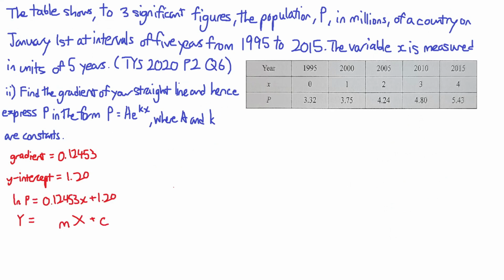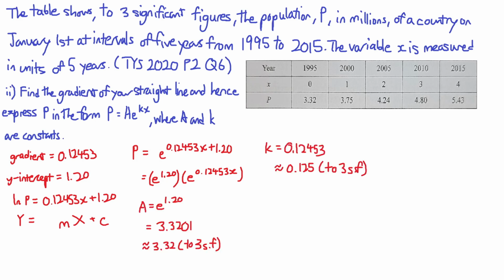Next, you will need to express P in the form a e to the power kx. This involves some manipulation of the equation of the graph. Firstly, we will need to change the form of the equation from the logarithmic form to the exponential form. Next, using an indices addition law, we can separate e to the power 1.20 from e to the power of 0.12453x plus 1.20. Hence, from this we can deduce that a is equal to e to the power 1.20, and calculating should give us 3.32 to 3 significant figures, and k is 0.12453, or 0.125 to 3 significant figures.